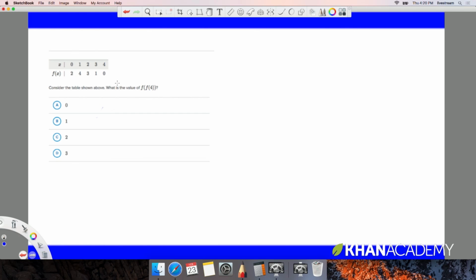Consider the table shown above. What is the value of f of 4? Okay, so I've got that as the question. And then I have a table here. So for given values of x, then I have corresponding values of f of x. And so we've got f of 4.